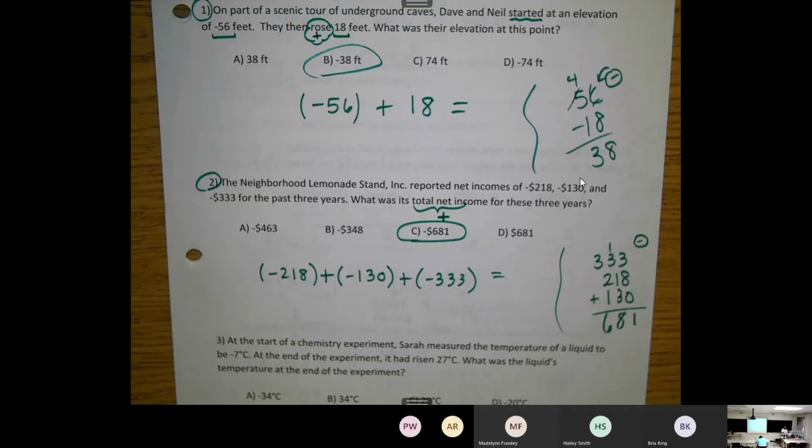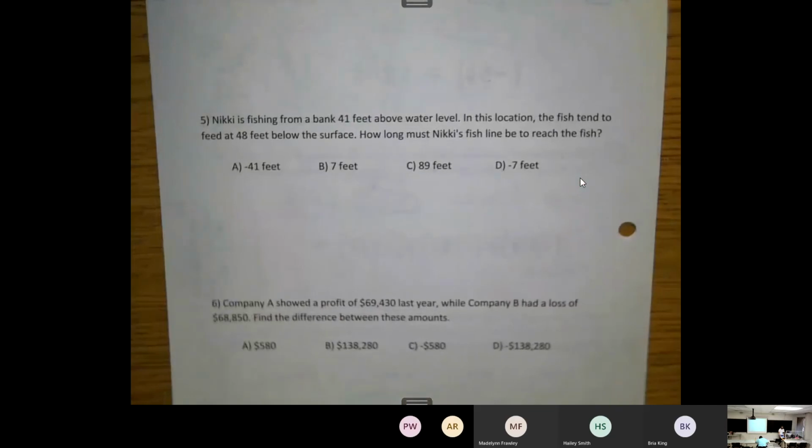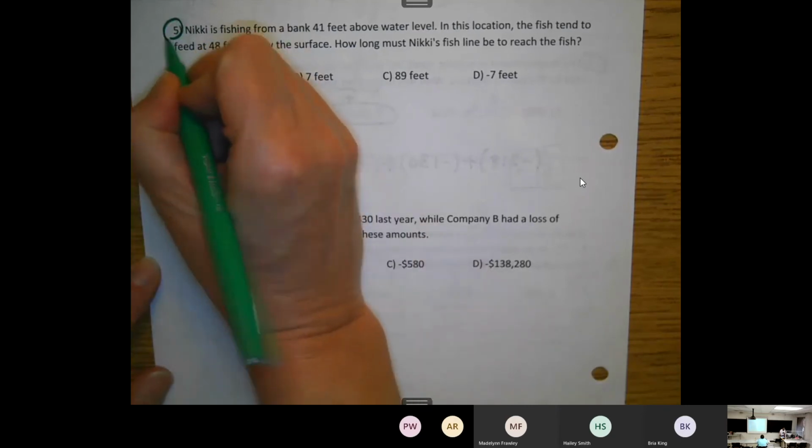Any other thing we can help out with on that one? So number 3 is pretty similar to some we've already done. So is number 4. How about we jump over to 5 or 6, because they're a little bit different. Why don't you start with number 5?